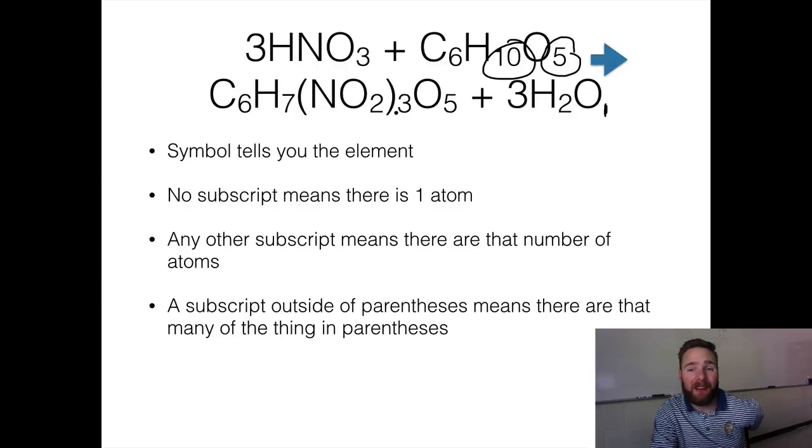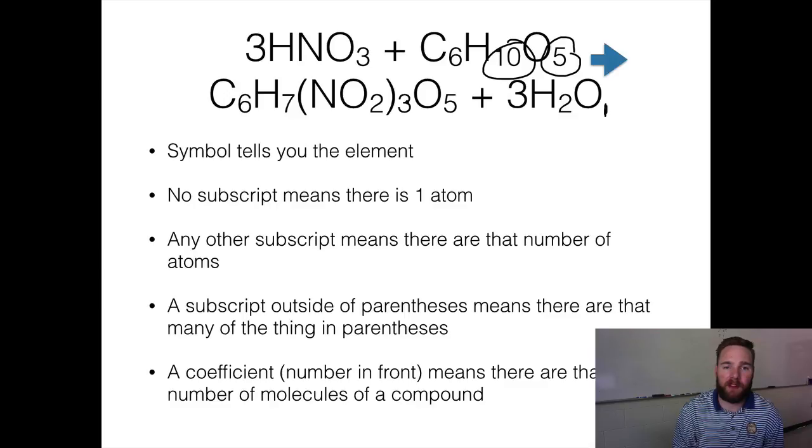A subscript outside the parentheses means that there are that many of the thing in parentheses. What does that mean? Well, let's look at this one here. We have parentheses around NO2. That tells me that there are 3 NO2s, right? So there are 3 NO2s.